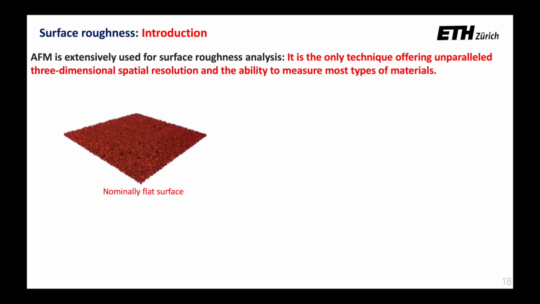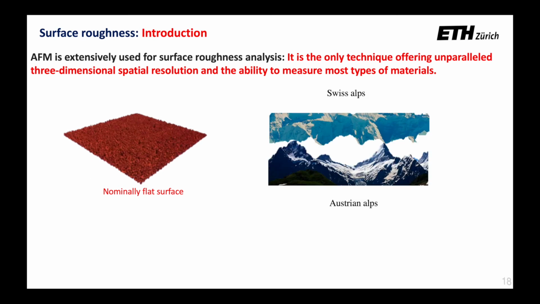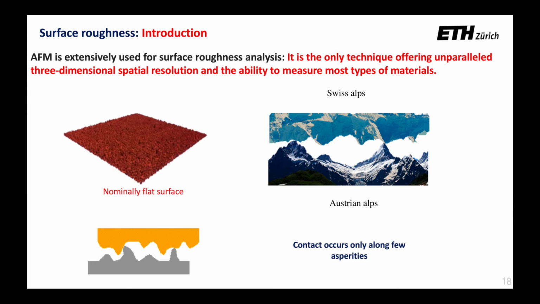So for example, if you bring two nominally flat surfaces into contact, the situation is like bringing the Swiss Alps on top of the Austrian Alps. That means the contact occurs only along a few asperities, which effectively lowers the area of contact. So surface roughness is an important parameter that affects the tribological behavior of surfaces. For example, asperity interlocking or deformation can increase friction, or eventually end up causing higher wear at the surface.